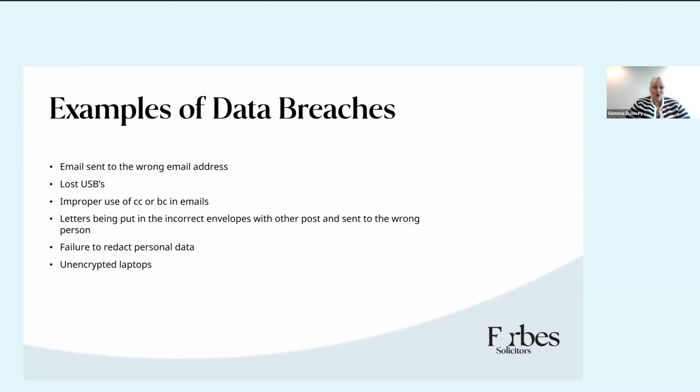Lost USB sticks or lost laptops and computers, obviously, they just can't be found. So that data is out there somewhere and we don't know where it is. Improper use of CC or BCC in emails. So that's when you copy somebody in or you blind copy somebody in. Again, that ties back to emails being sent to wrong addresses. People just type in the first few initials, press enter, and it comes up with an automatic name. And a lot of the time, it's actually not the person you want to send it to.